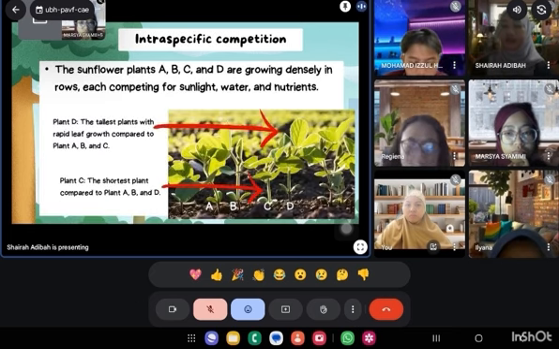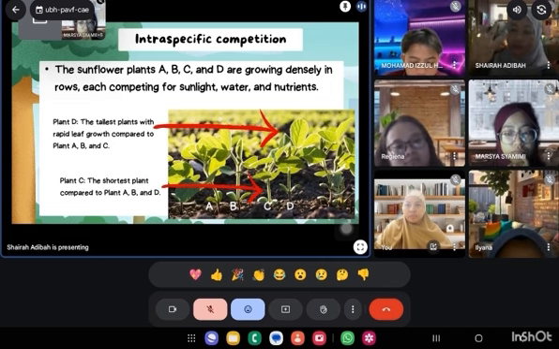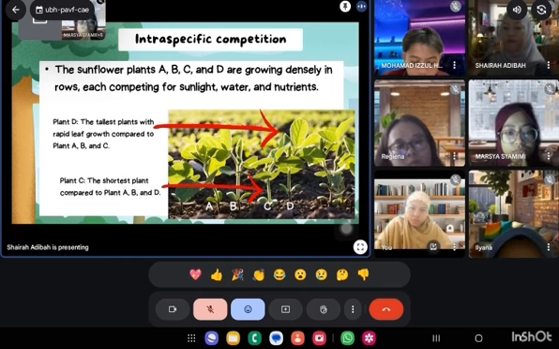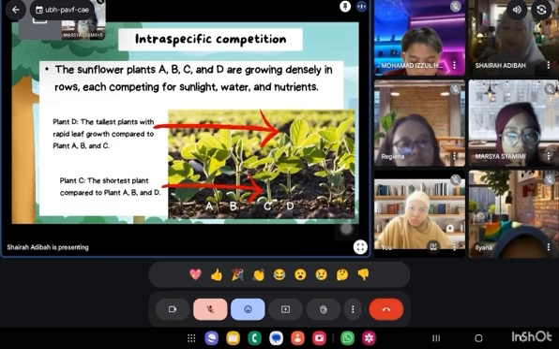Okay, this is another example for the intraspecific competition. As you can see, there are 4 types of sunflower plants, which is plant A, B, C, D. All of them are growing densely in rows, where each of them is competing for sunlight, water, and nutrients. Okay, let's see for plant D, which is the tallest plant with rapid leaf growth compared to plants A, B, and C.